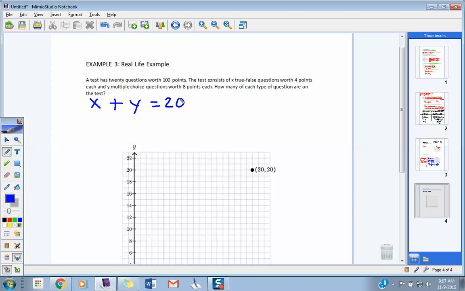4x. 4x being the amount of points for the true-false part, plus you have y multiple choice questions at how many points apiece? 8. That's got a total of how many points altogether, guys? 100. 100 total points. They want to know how many of each question do you have?